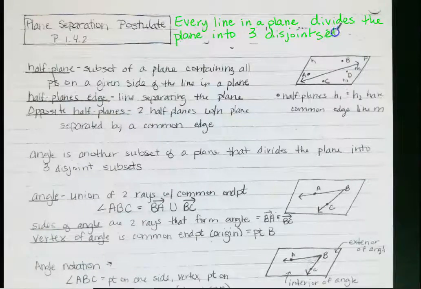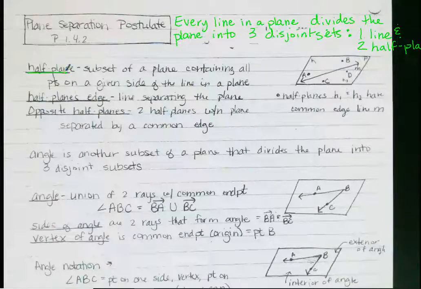This time it's 1 line and 2 half planes. I'm running out of room there. Let me write it. I apologize for that. All right, so the half plane is a subset of a plane containing all points on a given side of the line in a plane.